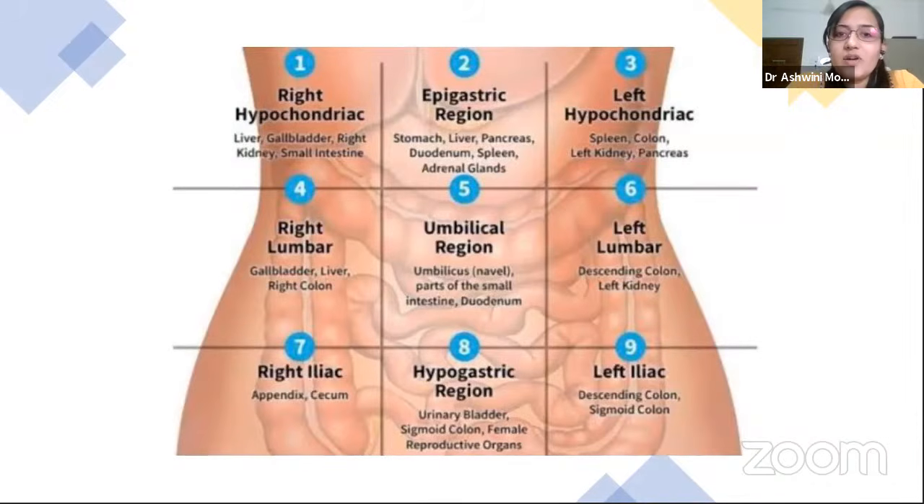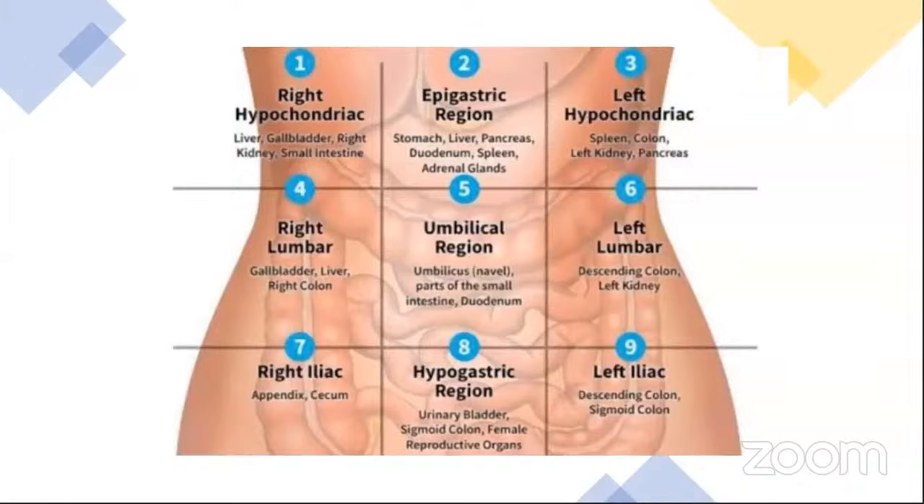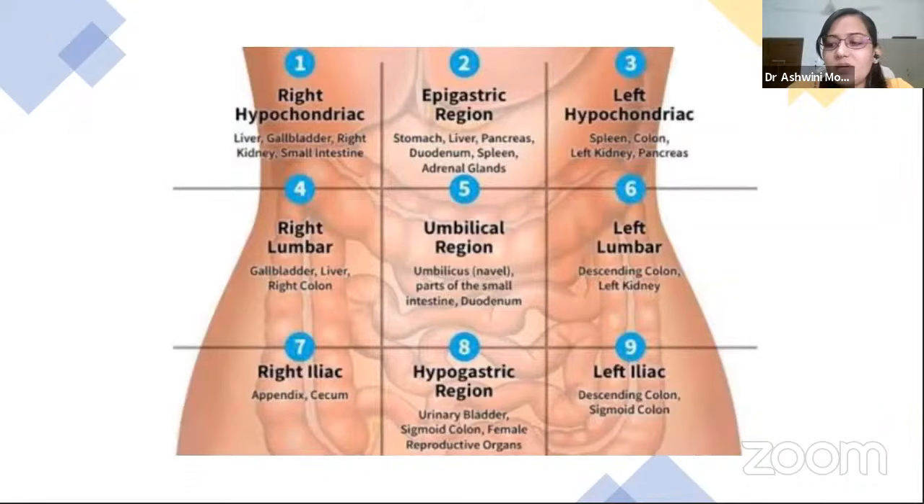That is right hypochondriac, left hypochondriac, right iliac, left iliac, and midway, right lumbar, left lumbar. In the midline, that is epigastric above, umbilical in the middle, and hypogastric region below. So we are talking about the regions of the abdomen. Everyone should know which organ lies below each specific region, so you can reach the appropriate diagnosis with a clinical approach only.